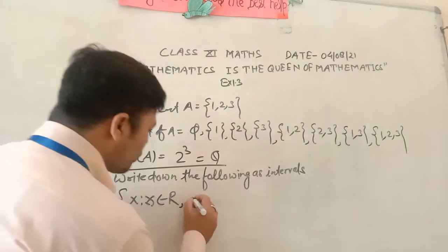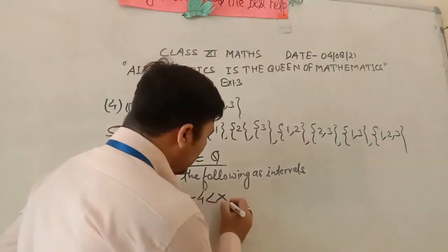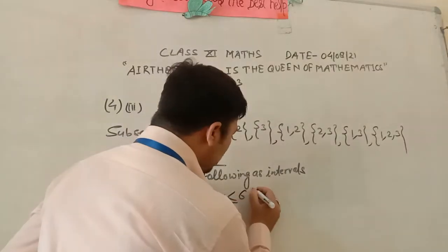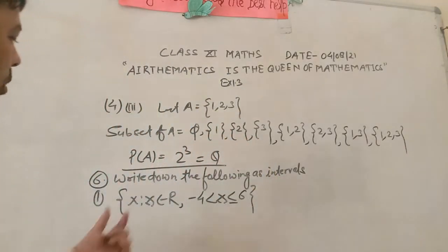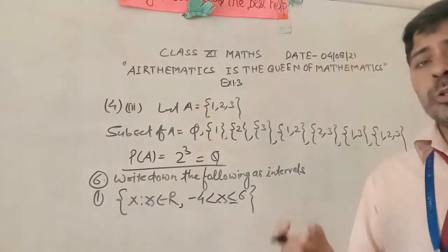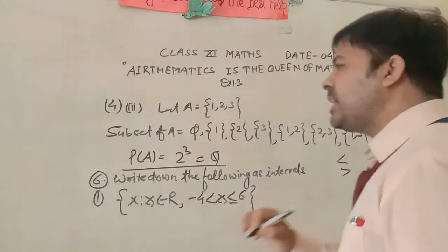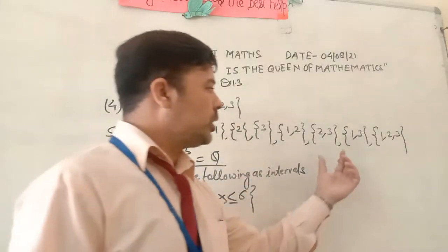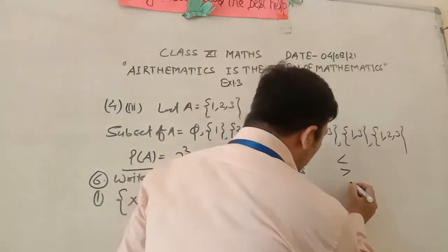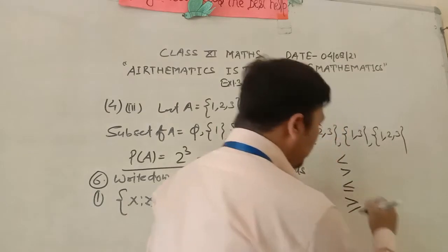and where x lies between -4, greater than -4 but less than or equal to 6. You need to write this set-builder form as an interval. You know that in the previous video I told you there are two strict inequalities, less than and greater than, and two inequalities, less than or equal to and greater than or equal to.